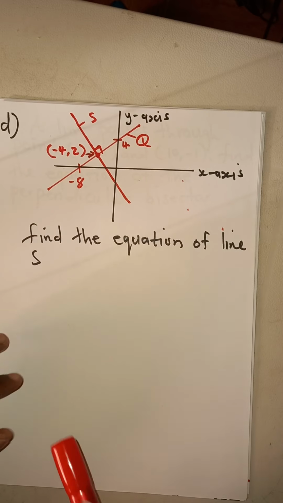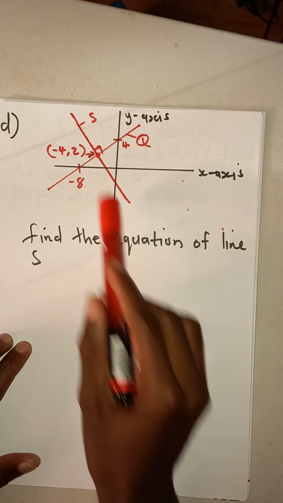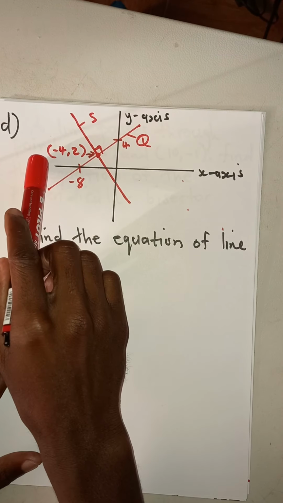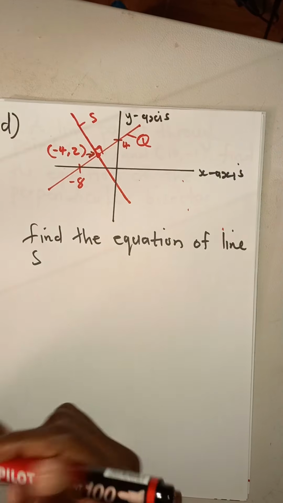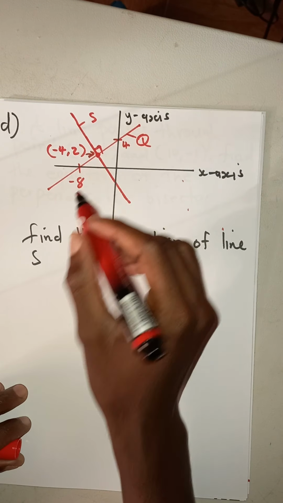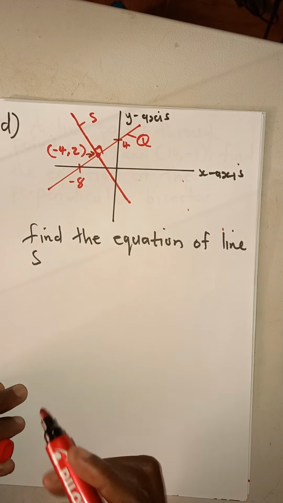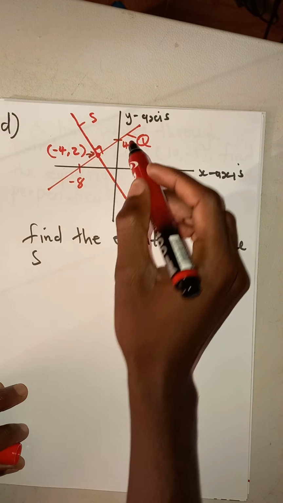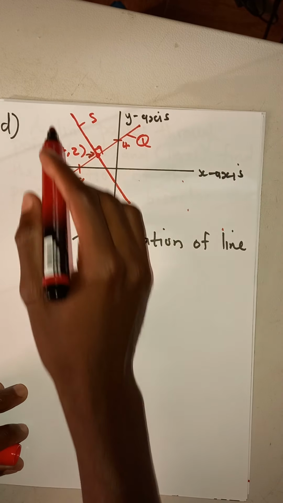In this example, we can see that the question wants us to find the equation of line S. If we look at line S, it's passing through the coordinate negative 4, 2. And we can clearly see this 90-degree angle. It shows that it's perpendicular to line Q. Now, how do we find the equation of that line? We need to get the gradient of line Q, flip it, and then calculate the equation of line S.